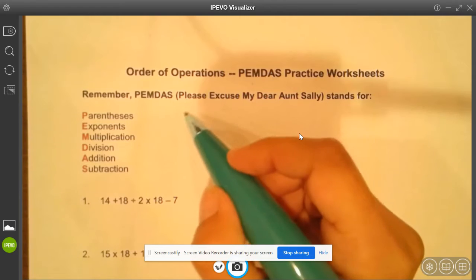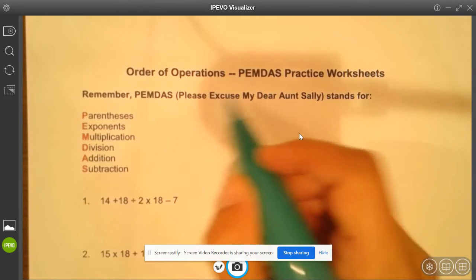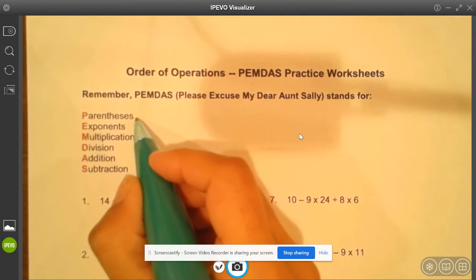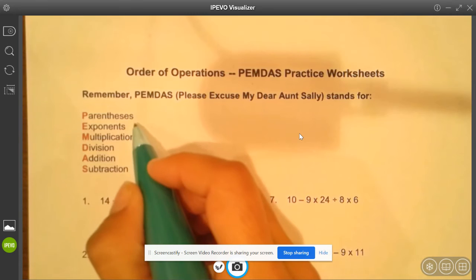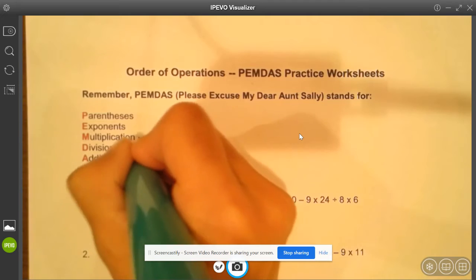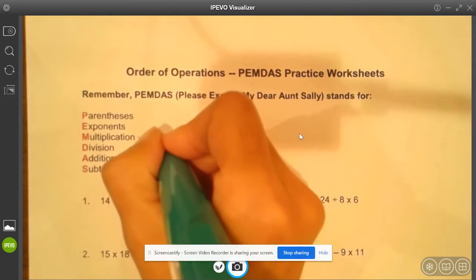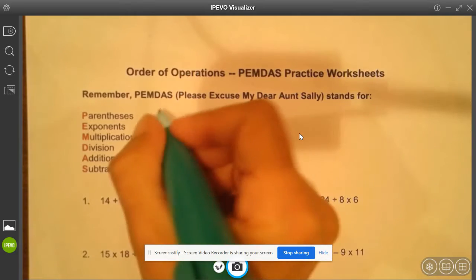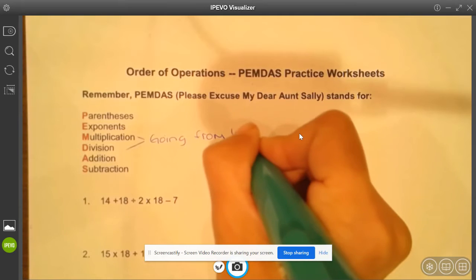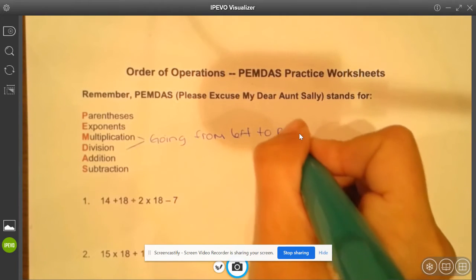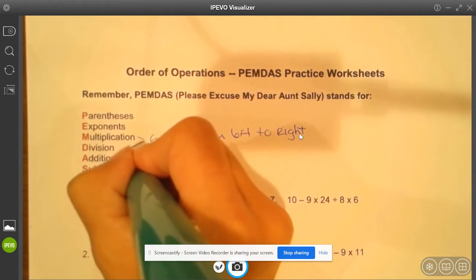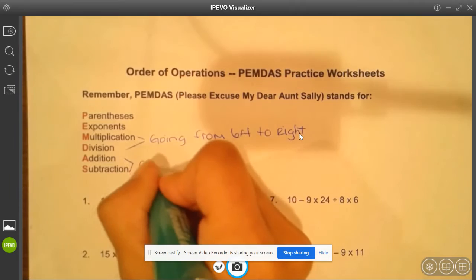In PEMDAS, it's like, please excuse my dear Aunt Sally, or there are so many other things you can say. But we remember that the first step is to solve for parentheses. Then the second step is to solve for exponents. Then these two come left to right, the first one that goes, so going from left to right, like if you were reading, so like from here to here.